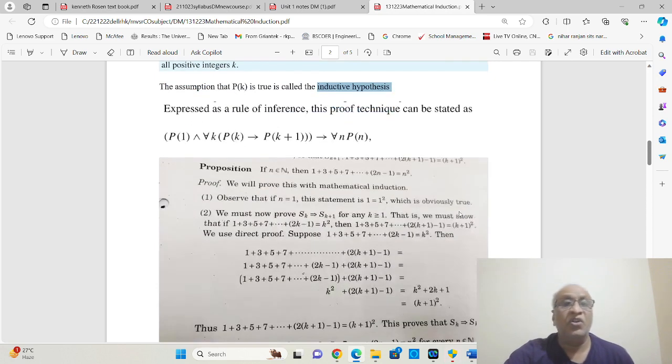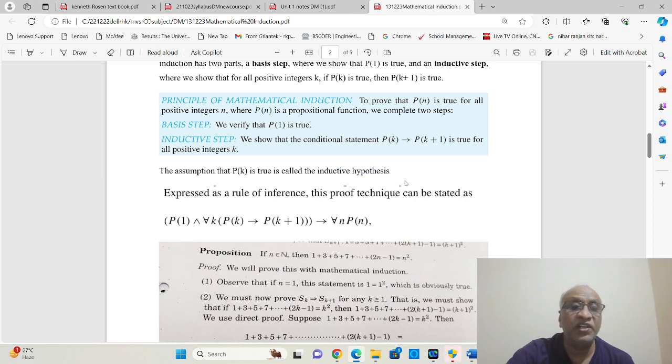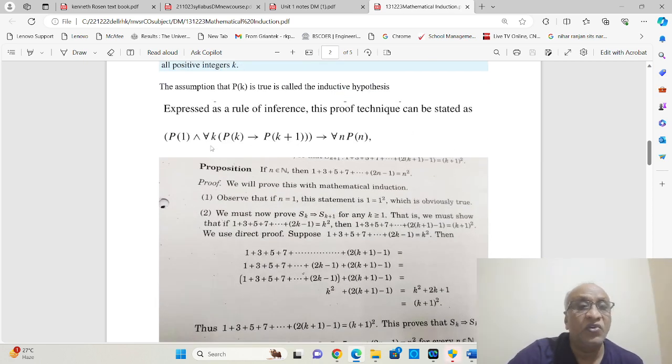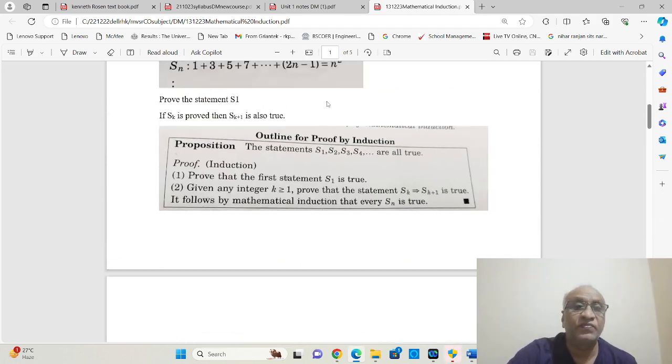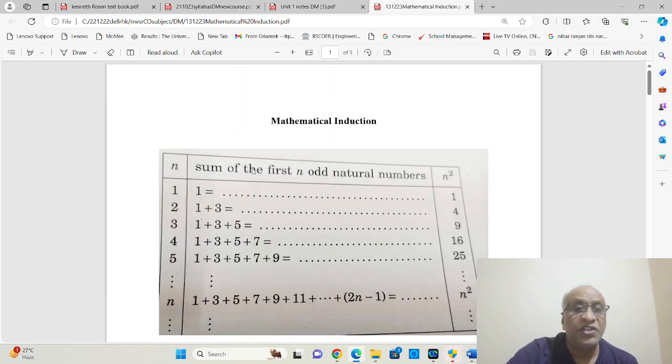Now, how can this mathematical induction proof technique be represented? P of 1 is true, and for all k, P of k implies P of k plus 1, implies for all n, P of n. So, the same statement wherein we said that the sum of first n odd natural numbers is n squared.